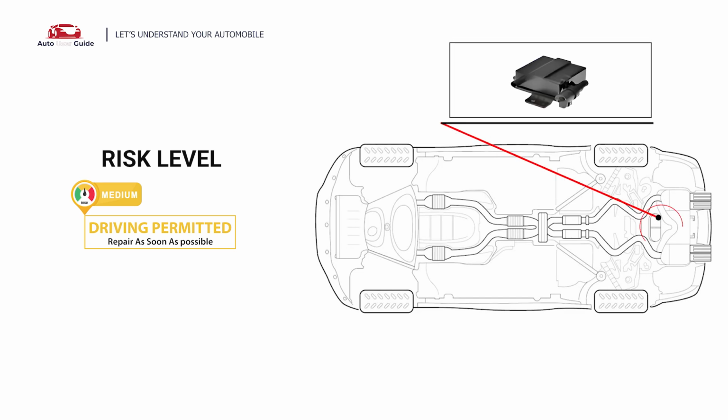This engine code is triggered when the PCM or ECM identifies a problem with the flow through this specific component, which is used to monitor for leaks in the EVAP system. Under this circumstance, short-distance driving is permitted, but your vehicle should be repaired as soon as possible.